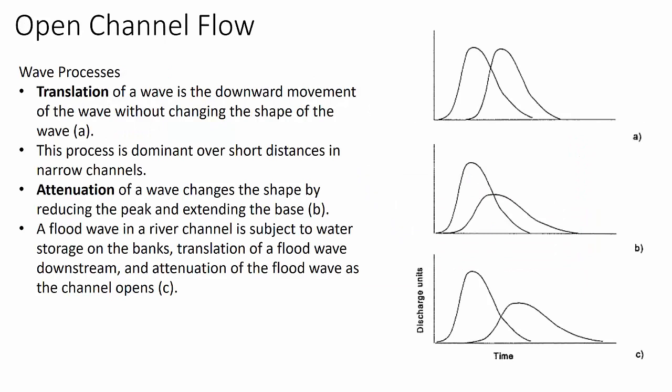We know that flow moves through channels in a wave, and that flow can be through translation of waves, where the peaks are maintained and the width of the hydrograph is maintained as it moves downstream. Or attenuation, where there's channel storage or out-of-bank storage, which is more common. And then in most cases, in most rivers, it's a combination of both.